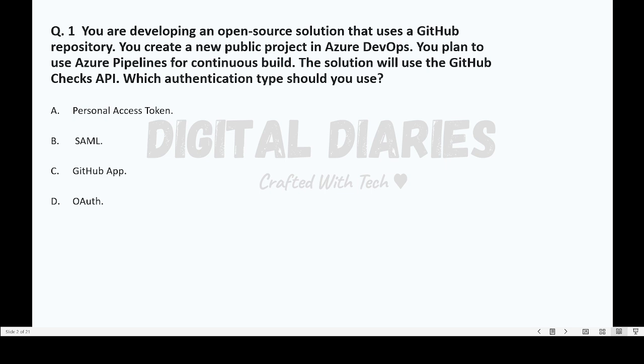and you create a new public project in Azure DevOps. You plan to use Azure Pipelines for continuous build. The solution will use the GitHub Checks API. Which authentication type should you use? First is personal access token, second is SAML, third is GitHub app, fourth is OAuth.